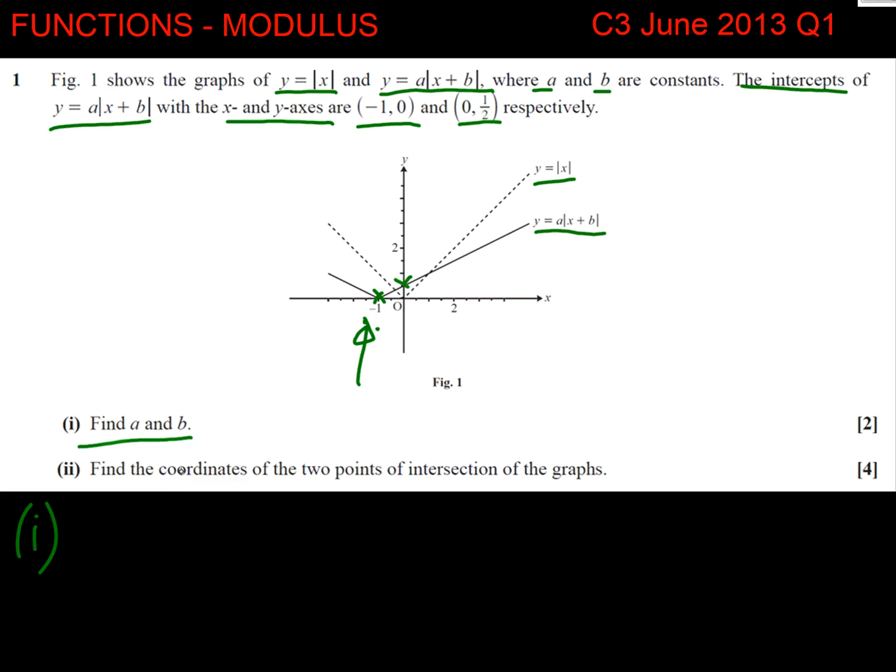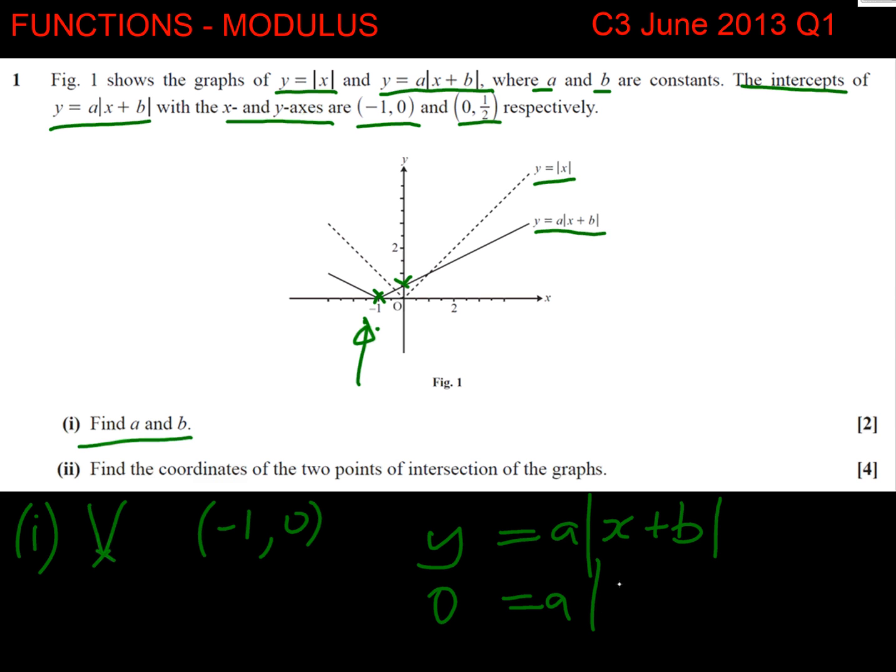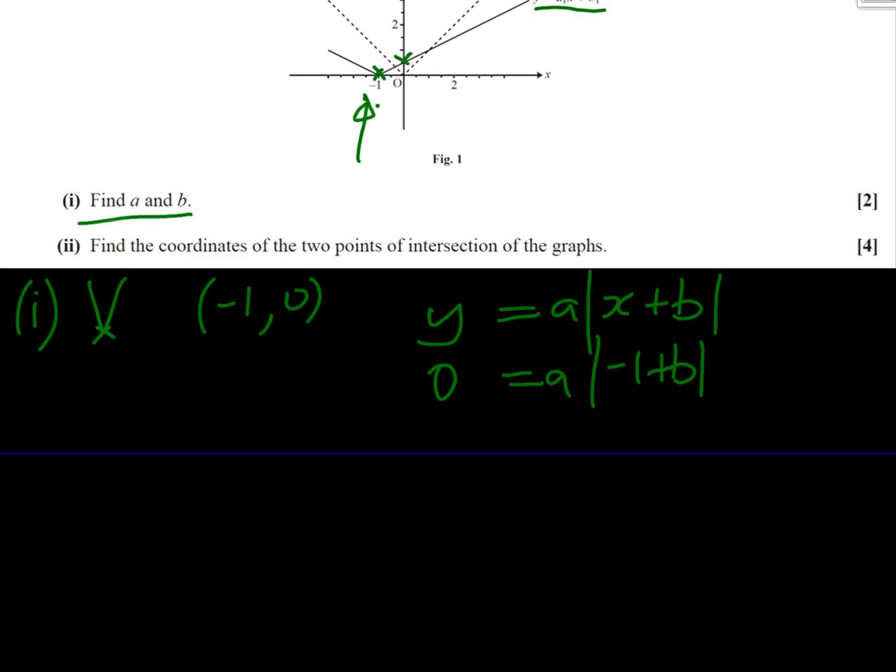We know that the bottom of the V, this point here, is (-1, 0), and we can substitute that into our equation. There it is, that's our equation. Substitute those values in, so 0 equals a times the modulus of -1 plus b, which means fairly obviously that -1 plus b must equal 0, therefore b must equal 1. That's the easy one for us to find.